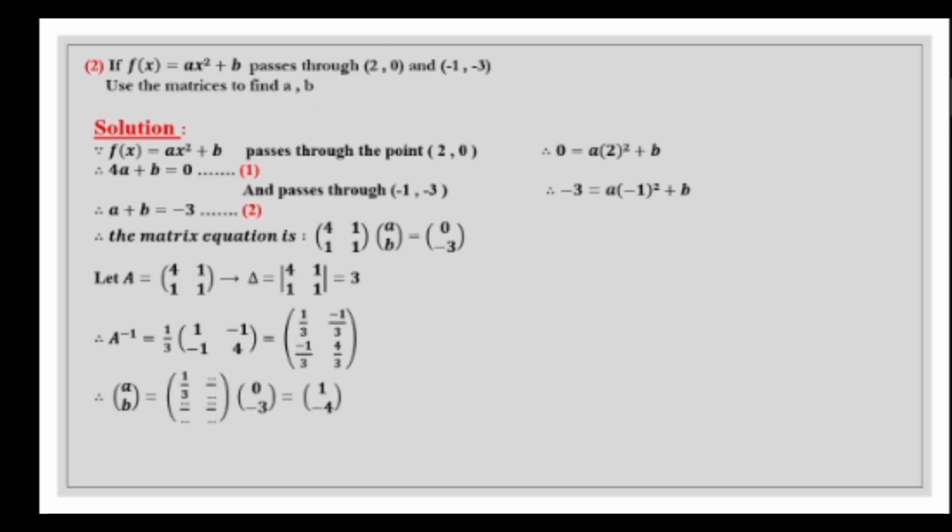Therefore the matrix of the variables, which is a and b, equals A inverse, which is 1 over 3, -1 over 3 and -1 over 3, 4 over 3, multiplied by the matrix 0 and -3, which will be 1 and -4. Therefore a equals 1 and b equals -4.